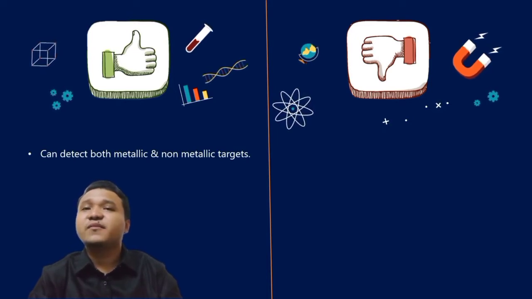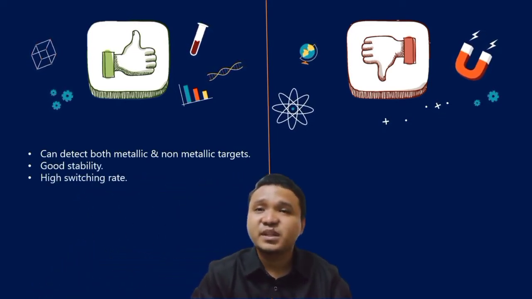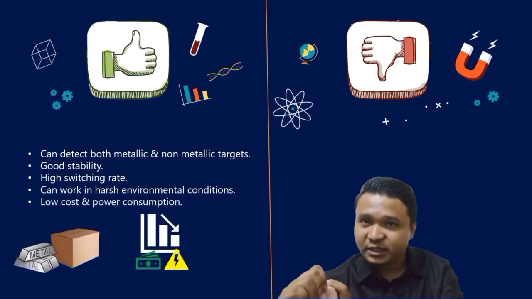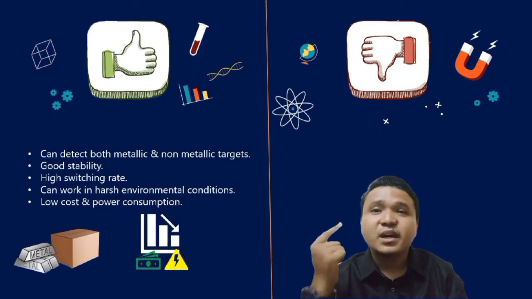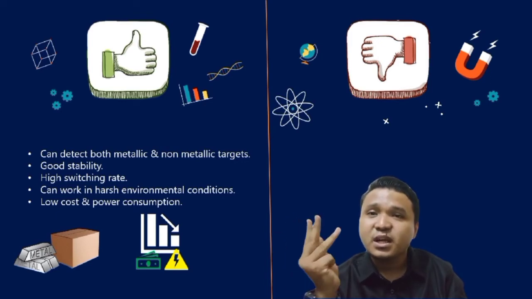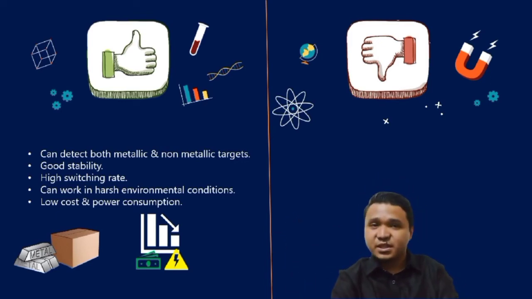So, what are the advantages and disadvantages of the proximity sensor? The proximity sensor can detect both metallic and non-metallic targets, has good stability, high switching rates, can work in harsh environmental conditions, and has low cost and also low power consumption.